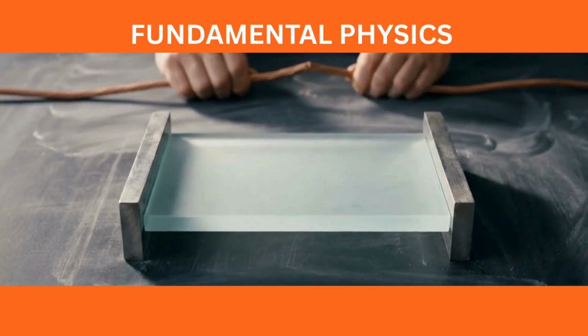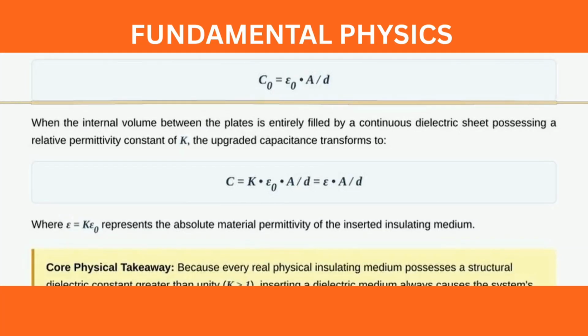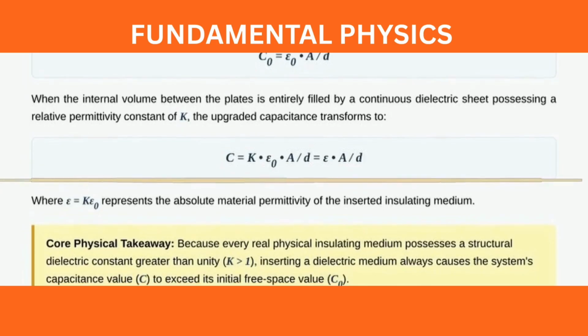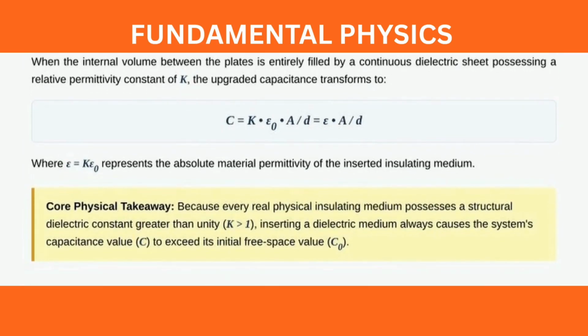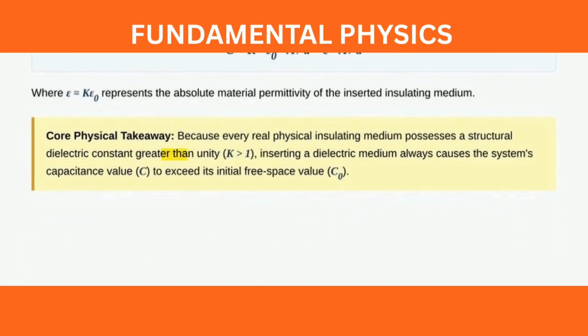We can see this in the mathematical formulation for parallel plate structures. The baseline capacitance is replaced by the upgraded capacitance. This pairs the relative dielectric constant K with the free space permittivity constant epsilon 0. This combination represents the absolute material permittivity. Every real-world insulator possesses a structural dielectric constant greater than 1. Because of this property, inserting any dielectric medium alters the absolute permittivity of the gap, ensuring the system's capacitance always exceeds its initial free space value.